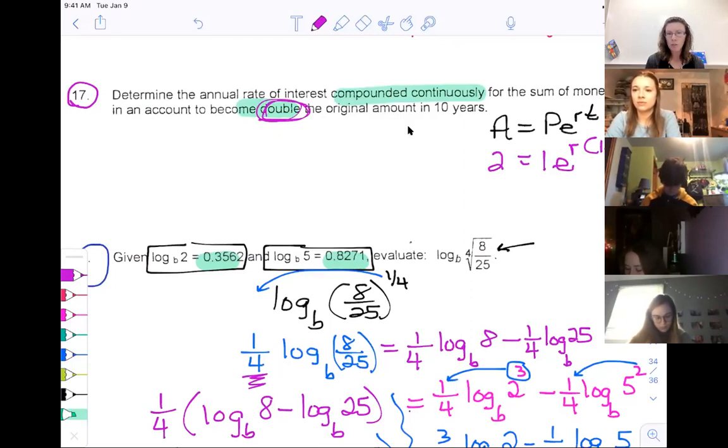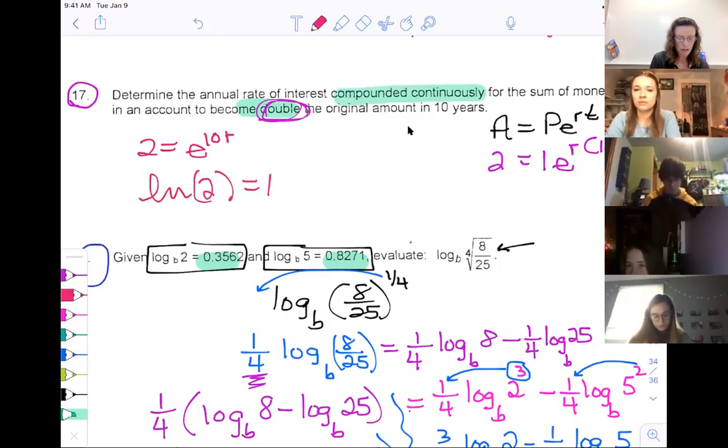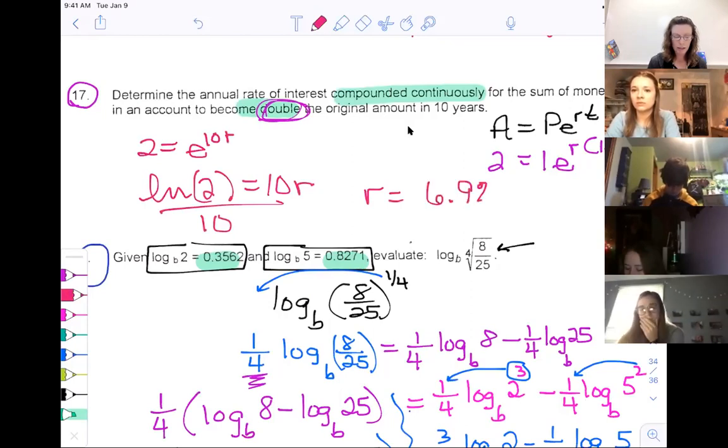So now this problem becomes similar to the previous problem. So this is really 2 equals e to the 10r. And just like the rest of them, we're taking the natural log of 2, setting that equal to 10r, and then dividing by 10. So the answer that you're going to get will be a decimal. And then you want to convert that to the actual rate. After you convert it, make sure you're writing it as a percentage, because the rate of interest is what you're trying to find, which is our r value. So 6.9%. Any questions?